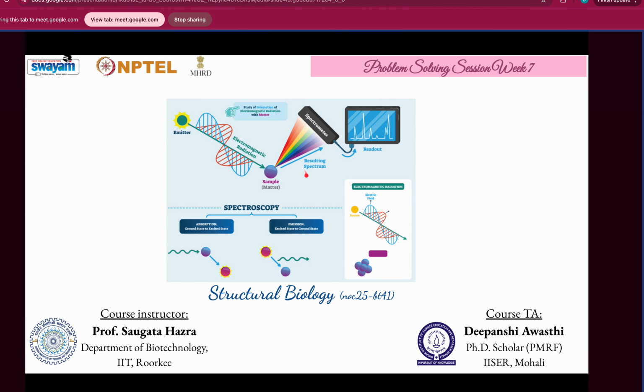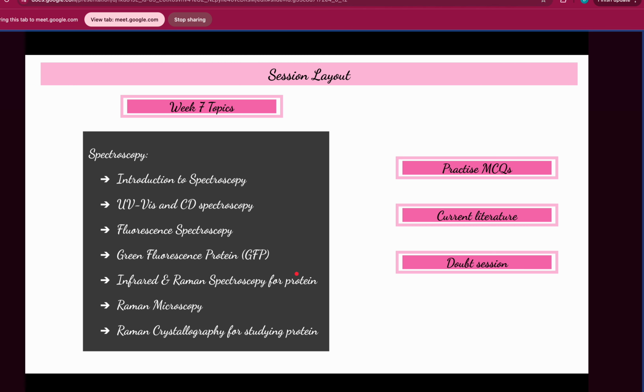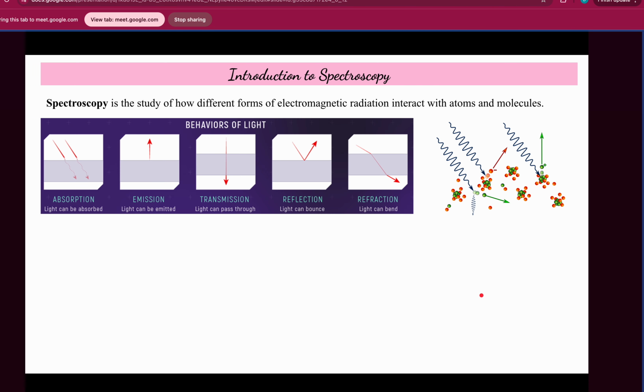So in this session, we'll be talking about introduction to spectroscopy, UV visible and CD spectroscopy, fluorescence spectroscopy, green fluorescent proteins, infrared and Raman spectroscopy. Along with this, we'll also look into the applications of Raman spectroscopy, which are Raman microscopy and Raman crystallography. Then we will practice a few MCQs and I'll take your doubts. So let's begin with spectroscopy.